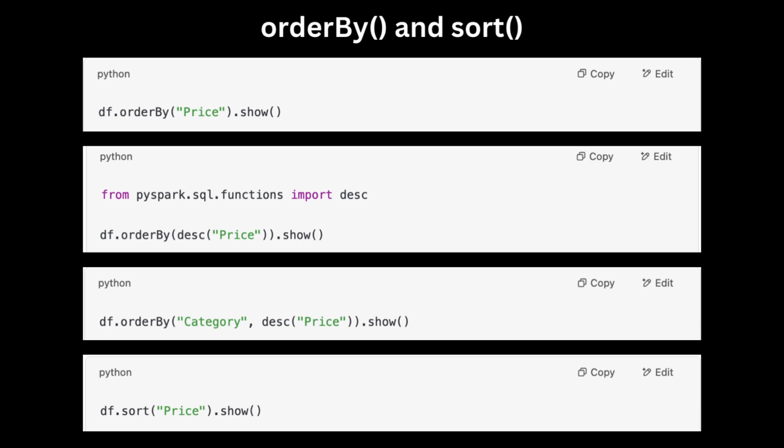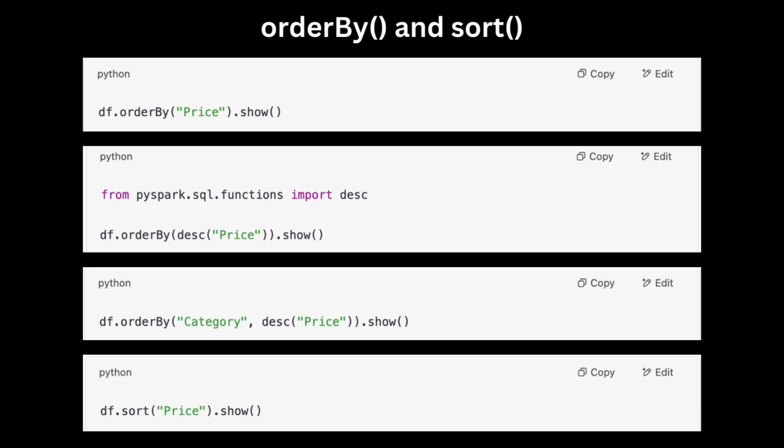Let's start with a simple example where we want to sort products by price in ascending order. This will list all the rows sorted by the price column from lowest to highest. If you want to sort in descending order, let's say most expensive products first, use desc from the PySpark SQL functions module. You can also sort by multiple columns.